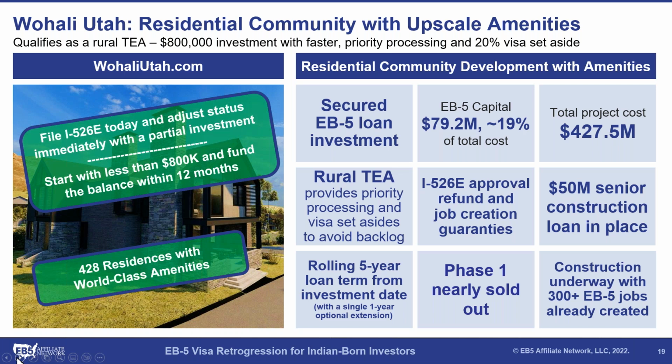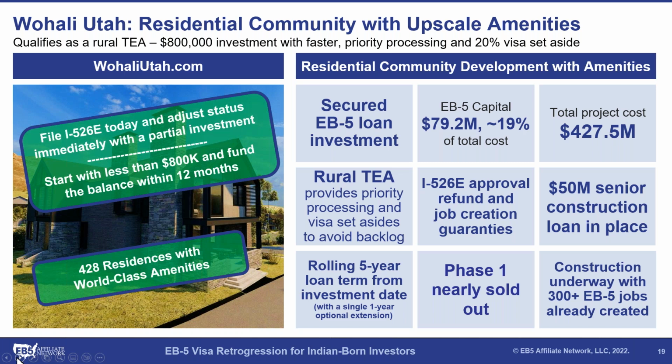And as I've noted here on the left-hand side, with this project, we do have the flexibility to do a partial investment. What does that mean? It means that you can start with at least $300,000 on day one, file your I-526E petition, get your priority date, lock in your place in line, and then over the next 12 months, at your discretion, fund the balance of the remaining $500,000 investment amount.